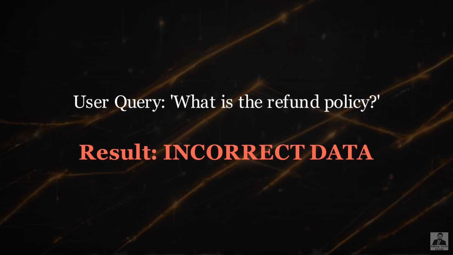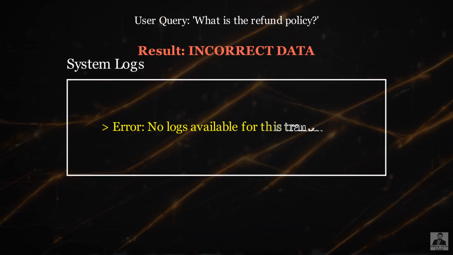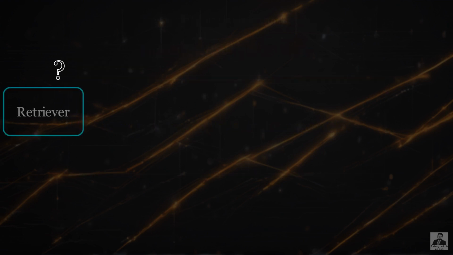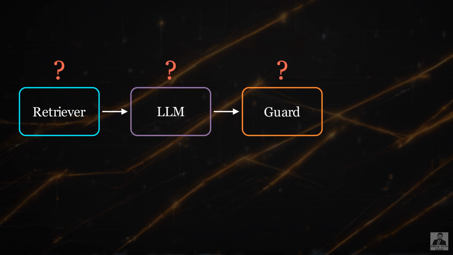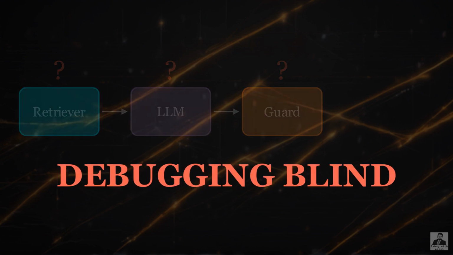A query comes back wrong in production. You check the logs. There are no logs. Did the retriever return the wrong chunks? Did the language model ignore the context? Did the hallucination guard fail? Without observability, you are debugging blind.